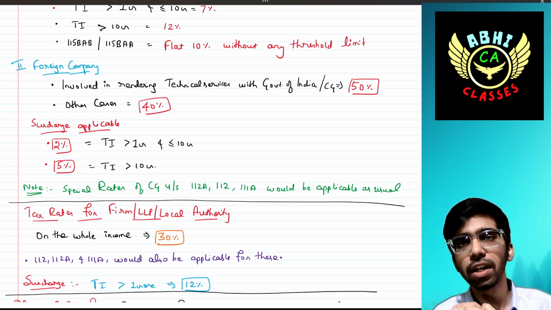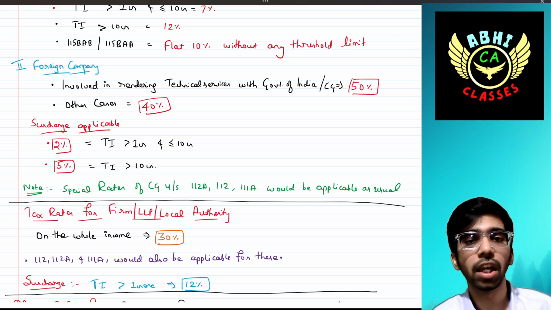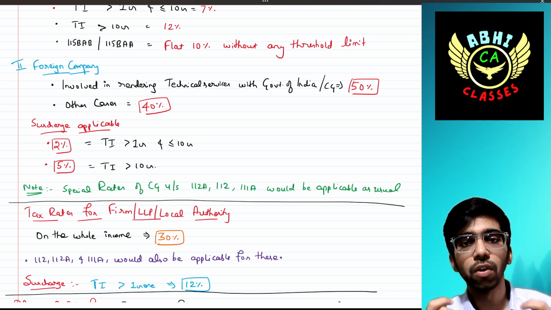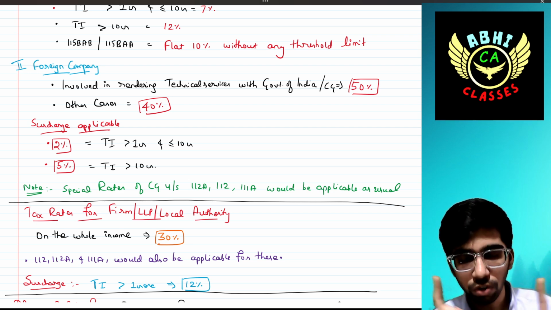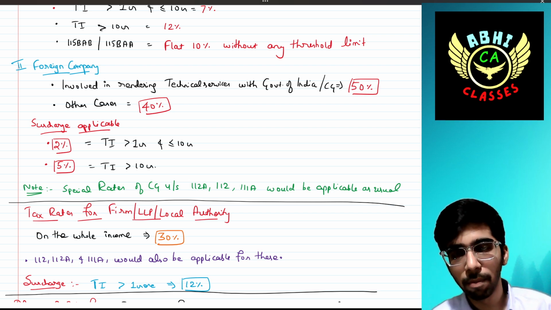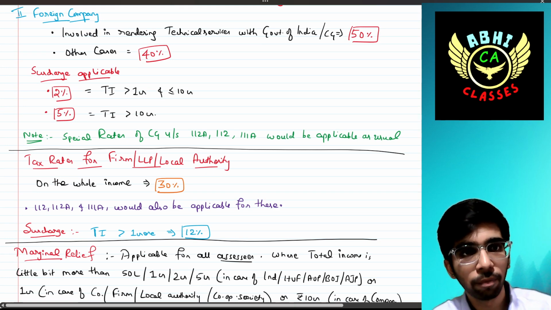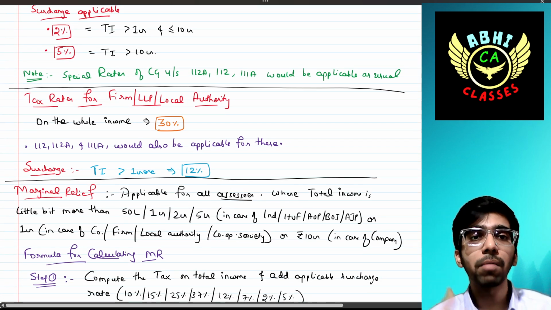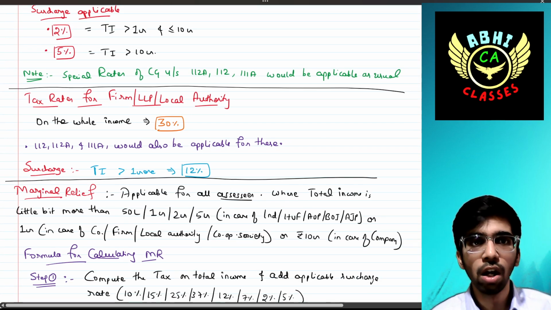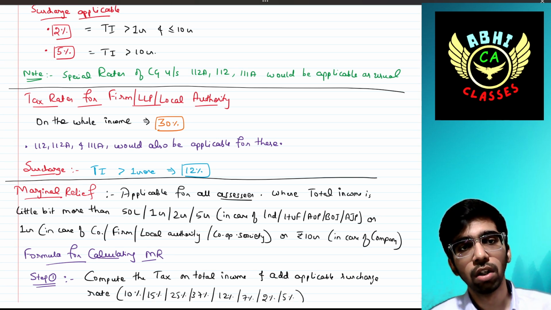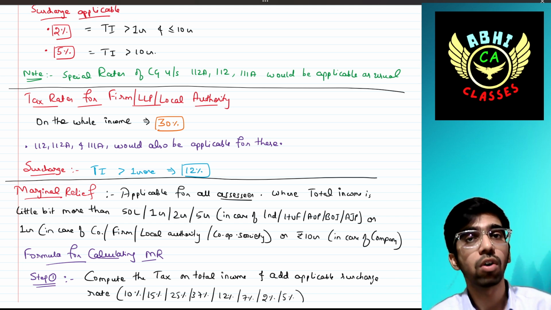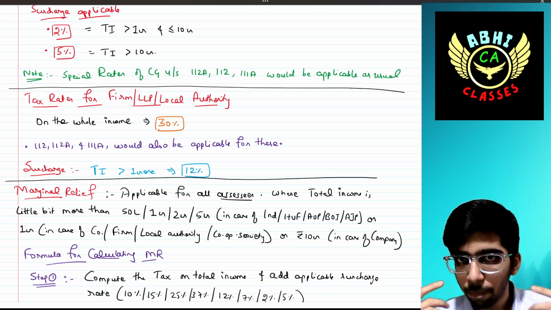Note, special rates of capital gain under section 112A, 112, 111A that we have already discussed would also be applicable as usual. Simple. Companies done. Next, tax rate applicable for firm, LLP, local authority on the whole income, 30% of the tax amount. 112, 112A, 111A would also be applicable simultaneously for these categories of persons.